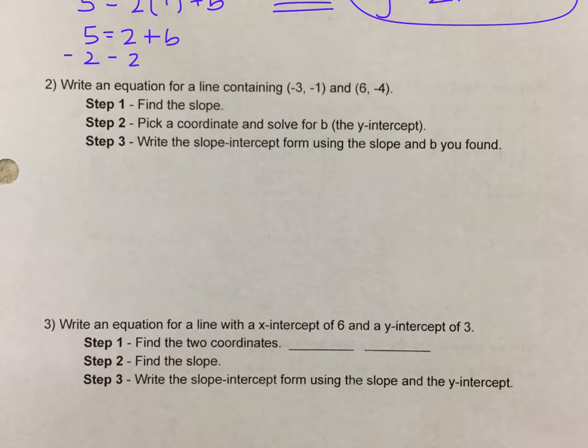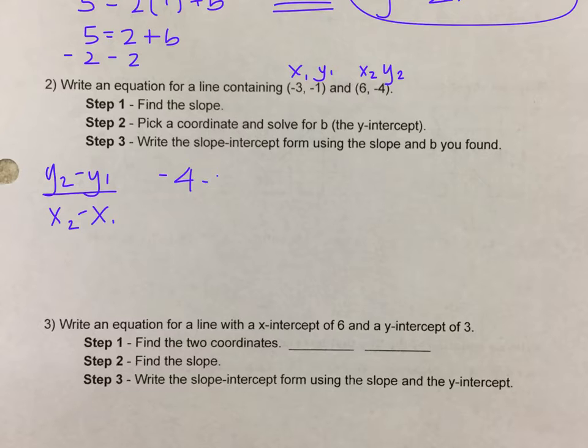Number 2 says to write an equation for a line containing the points (-3, -1) and (6, -4). We need a b, a y-intercept, and we need a slope. We don't have either of those yet. So the first thing we're going to do is find the slope. That's when we're going to use our slope formula, y2 minus y1 over x2 minus x1. I need to go up to the top and label my coordinates: x1, y1, x2, y2. Now I'm just going to plug those in.